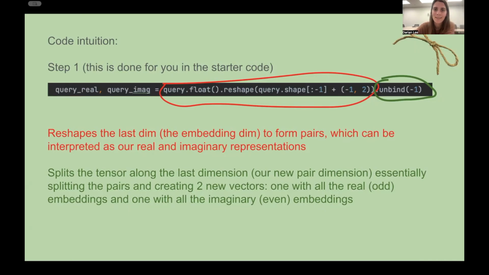So essentially, we can think of the shape of our query as being batch size, sequence length, and then our head dimension, which we will go more into later. For now, you can just ignore it, but it is going to play a big role later. And embedding dim.